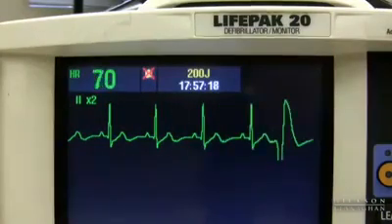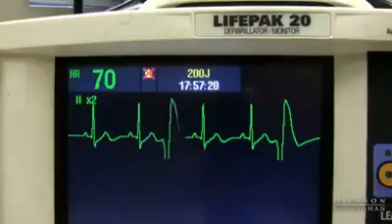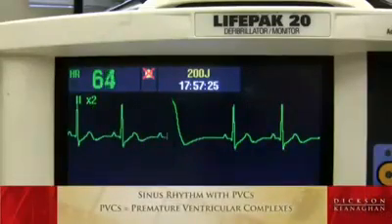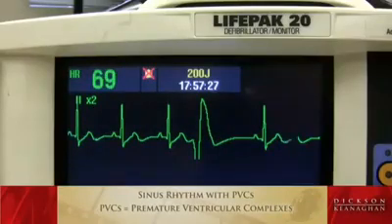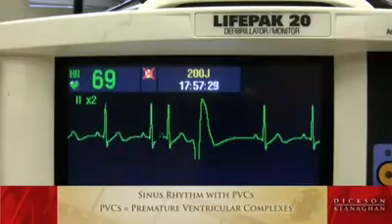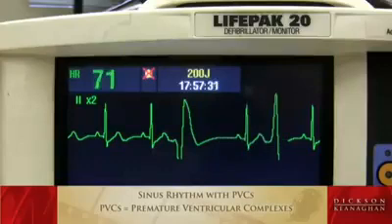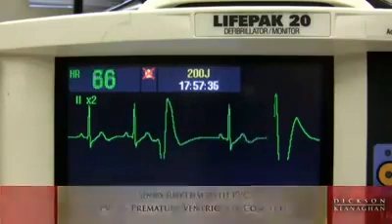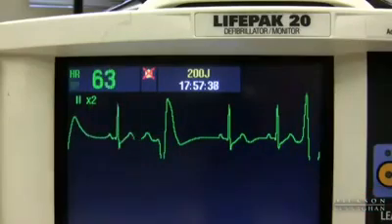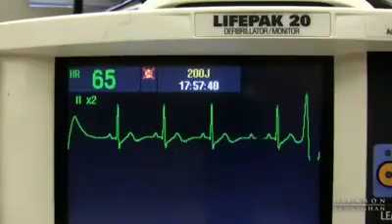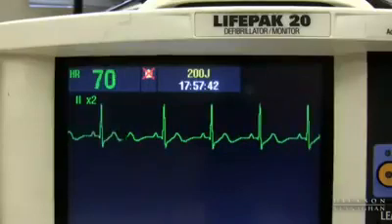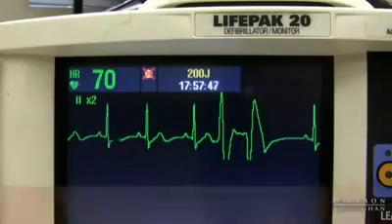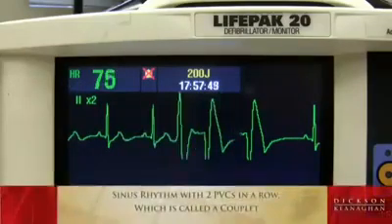Here's a sinus rhythm with PVCs, an ectopic originating in the ventricle. They could be unifocal PVCs, or if they look different, they could be called multifocal PVCs. Here's a sinus rhythm with two PVCs in a row called a couplet.